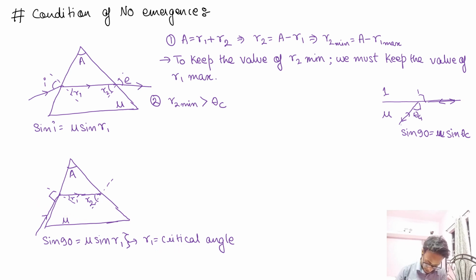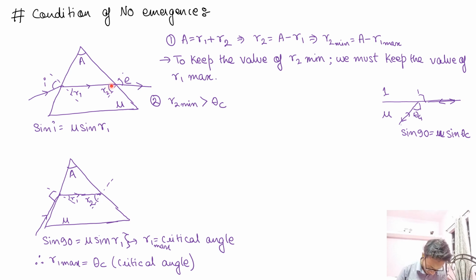So R1 max is nothing but the critical angle, theta c. So R2 minimum should be greater than the critical angle. Why?